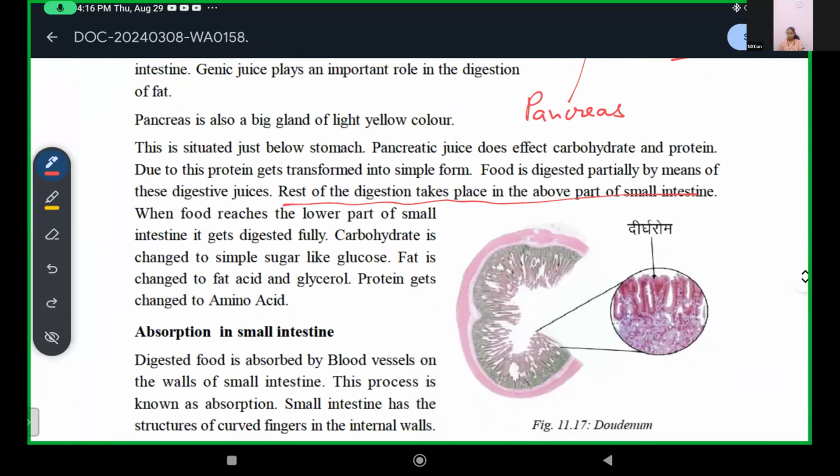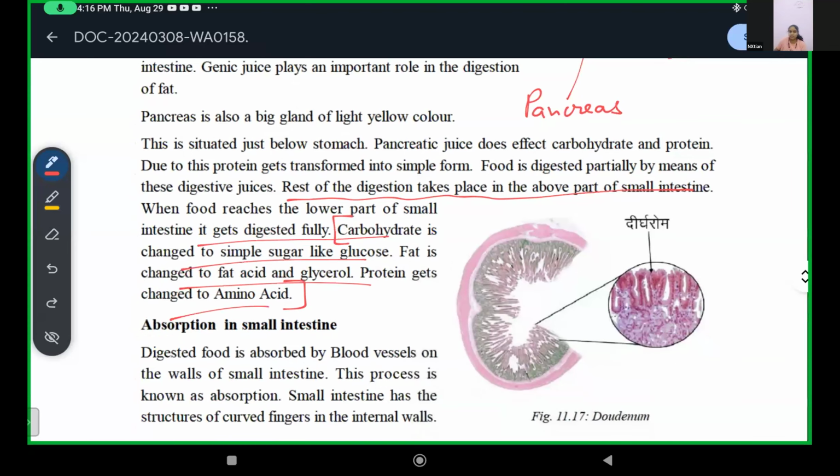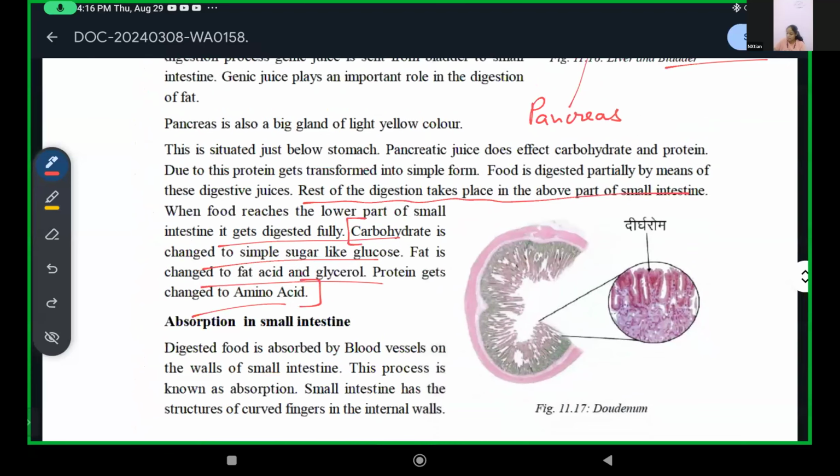Carbohydrate is changed to simple sugar like glucose. Fat is changed to fatty acid and cholesterol. Protein gets changed to amino acid. Okay, these are the changes that take place when the digestion has taken place.